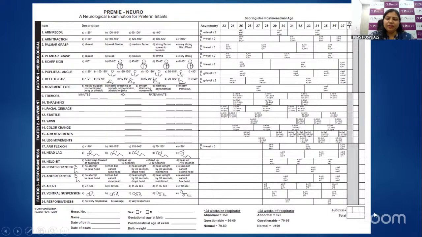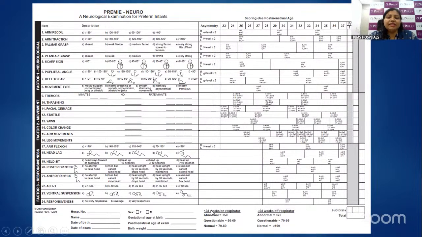At the end, you will find the subtotal. The normal is 100, and the abnormal score is less than 70. Questionable score is from 70 to 99, and normal is 100 or more. That is when the child is more than 28 weeks of gestation and off respiratory support.